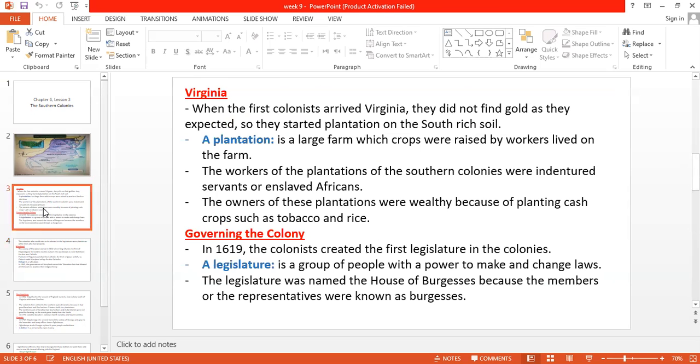This is how they started Virginia. So generally, Virginia was the place where the English colonists started plantations and they brought the indentured servants or the enslaved Africans to work as farmers. And to govern Virginia, they established a legislature exactly like the idea of an assembly, and those people are responsible to make and change the laws.